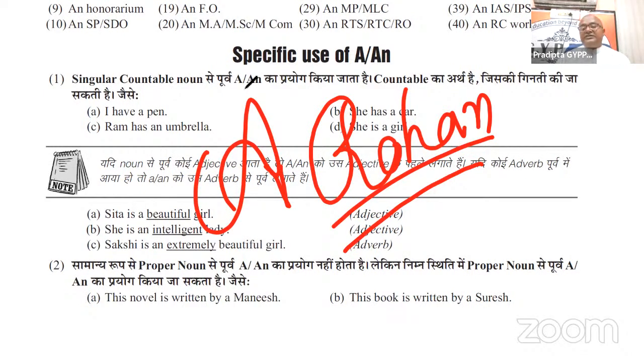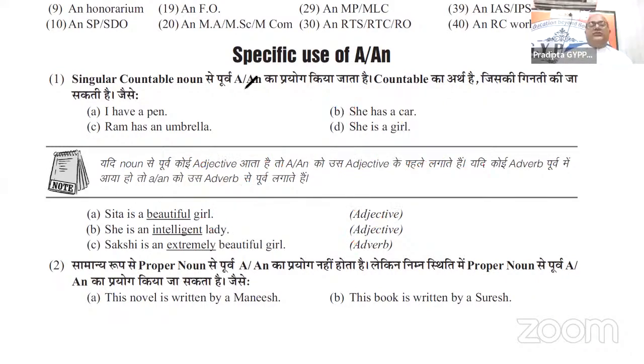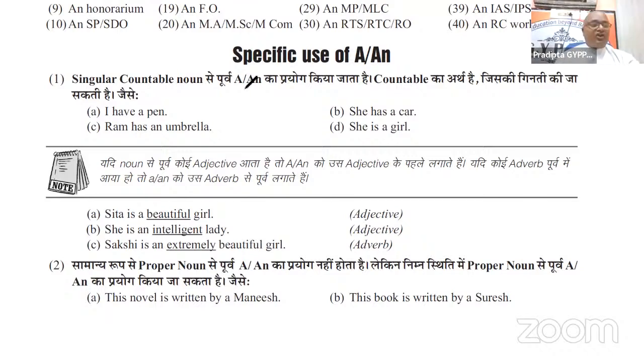Rohan, can you say? Because your name is written. Sir, because even if it would have a vowel sound, because it is a name, we do not write an. Why don't we write a or an before it? Because it is about a specific person which we know. So when we talk about a proper noun, we are already talking about one specific person.